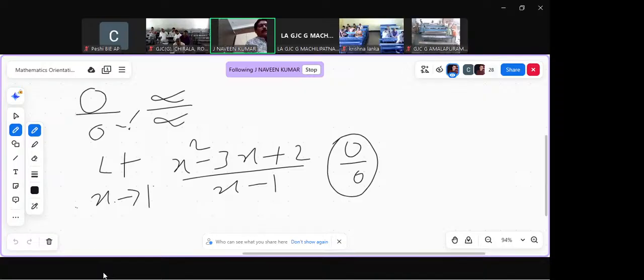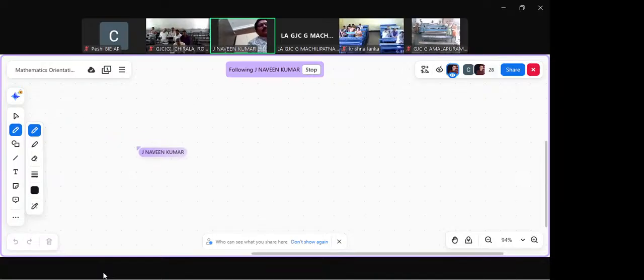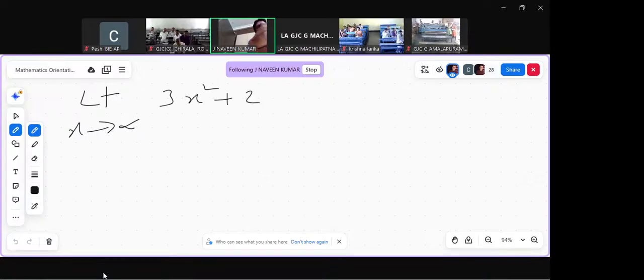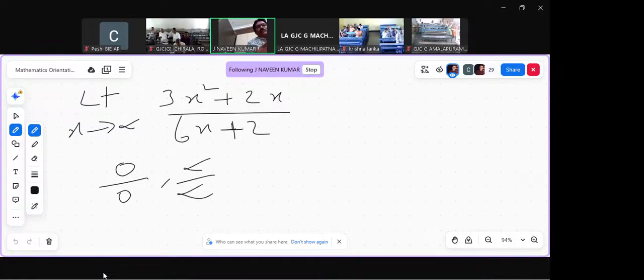For example, limit x extends to infinity, 3x square plus 2x by 6x plus 2. Any problem which is in the form of either 0 by 0 or infinity by infinity, those you can solve with the help of differentiation.